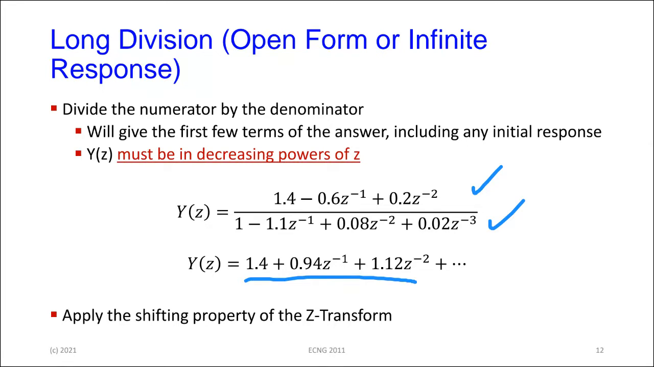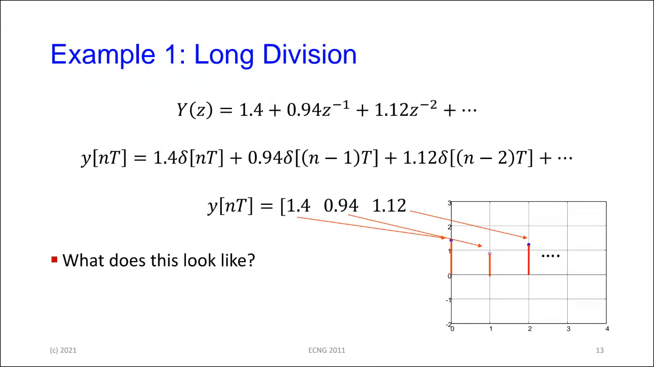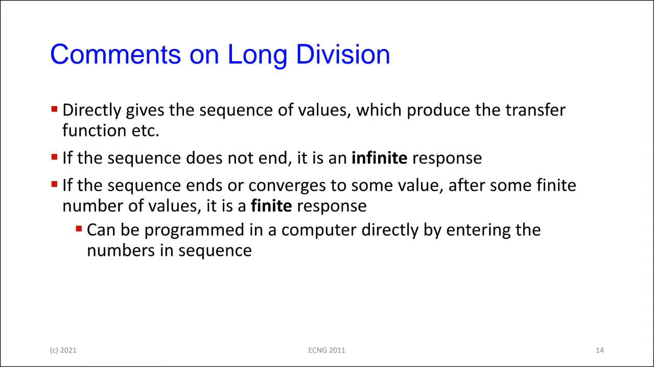values here. And this just summarizes what I said. So you know that the first value is 1.4, the second is 0.94, and so on. Yes. Now, if luckily enough, after maybe 3 or 4 terms, the division ends, then we have something called a finite response, and you can actually put those numbers into a computer. That is the system response. It is the kind of thing that computers and microprocessors can work with.